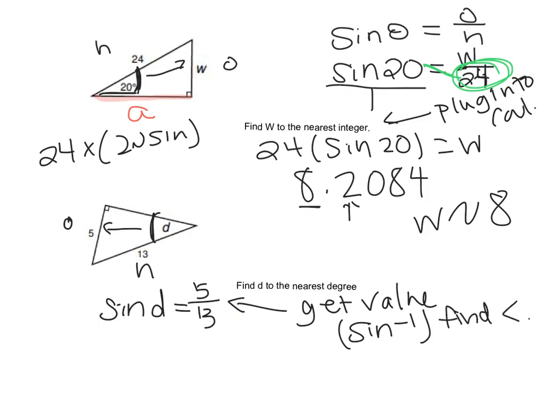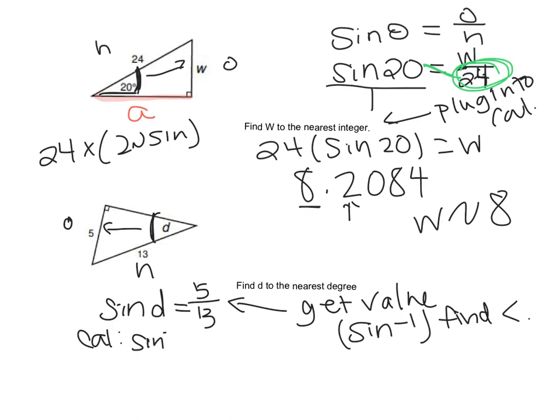All right, so you're going to use, it's kind of like the inverse key. So you're giving the calculator the ratio, and your calculator is going to tell you what the angle is. So on my calculator, I'm going to hit the sine to the -1, and then I'm going to type in 5 divided by 13, and I'm going to hit enter, and that's going to give me a value.